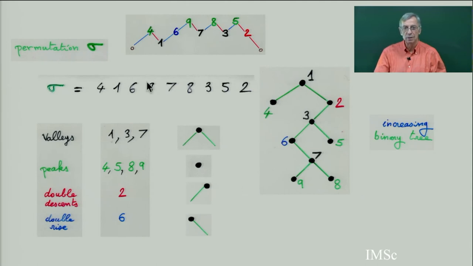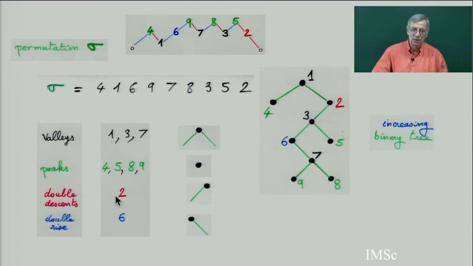So, an example. Here is my permutation. Here is this sequence with a subdivision in peak, valley, double rise, double descent. Here is the corresponding increasing binary tree. The valleys are 1, 3, 7, and you see the double vertices 1, 3, 7. Two is a double descent. With the convention, I put a 0 at the end, 0 everywhere, so 2 is a double descent, and so you go to the left. Red is going to the left.